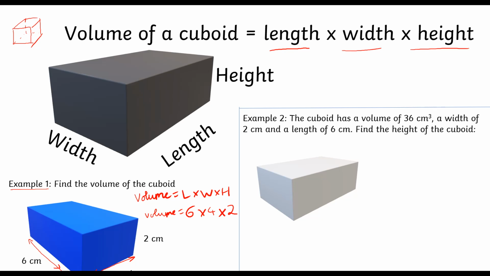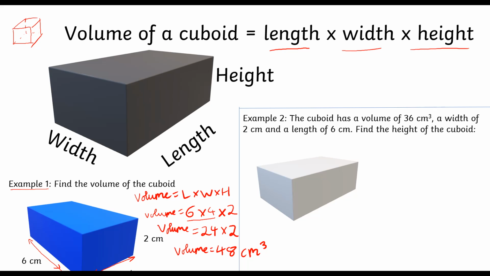Now, when I multiply these, I've got 3 numbers. It might be a bit tricky to multiply 3 numbers, so I'll start off by doing 6 times 4. 6, 12, 18, 24. And then I've still got the times 2, so I need to do 24 times 2, which is just going to be 48. So the volume there is 48, and the units of volume are centimeters cubed, because you are timesing 3 things together.